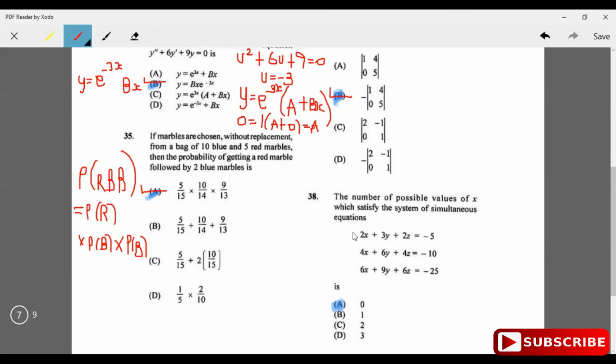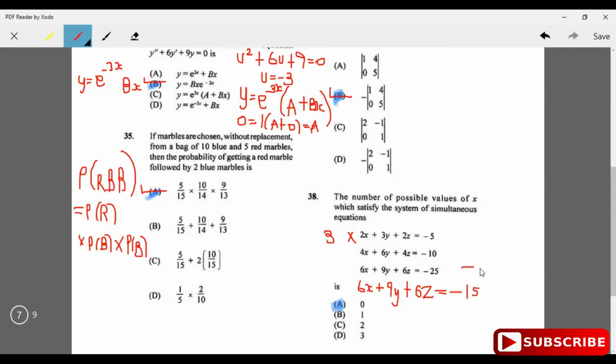Multiplying the first equation by 3, what we should get is 6x plus 9y plus 6z is equal to 3 times negative 5, which is negative 15. Now look at this. This equation says 6x plus 9y plus 6z is negative 15. So if this and this, these two shouldn't give you the same thing as negative 25.